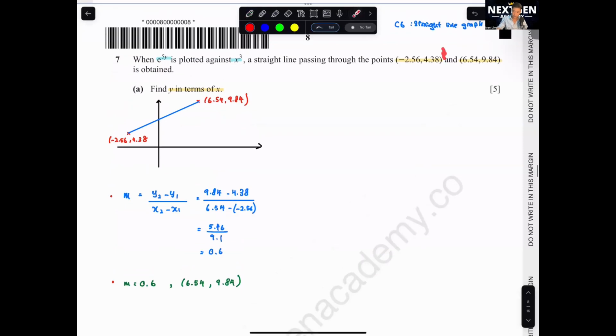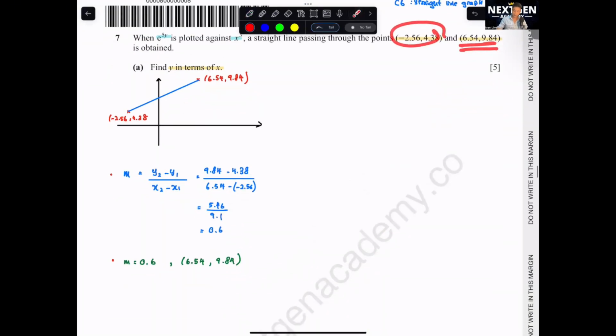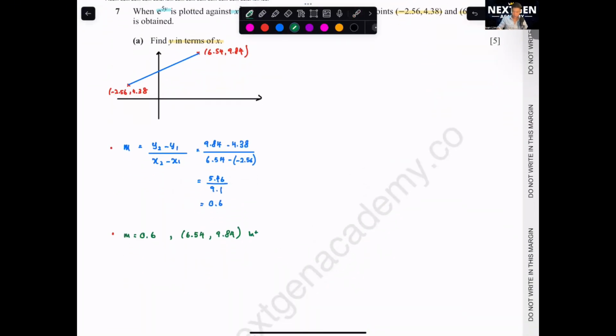Okay, you can use this point also, but I'll use this point. You substitute into y equals mx plus c, but you want to write it in big X and big Y over here. If you all watched or attended some of my lessons before, I always emphasize this is a question where it's big Y equals m big X plus c. This part here is often where students get wrong.